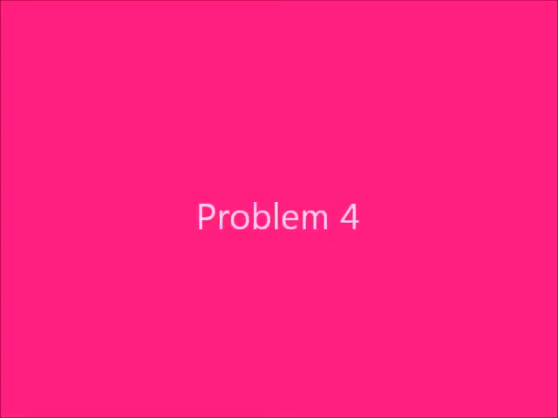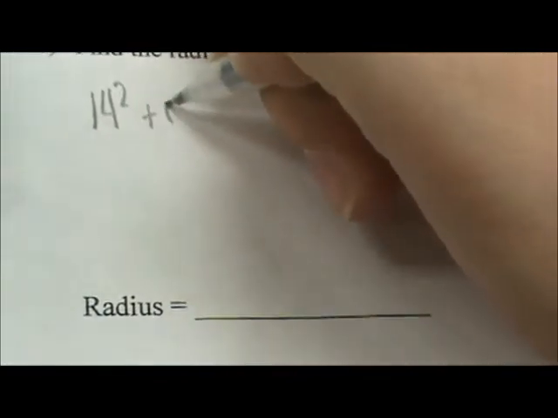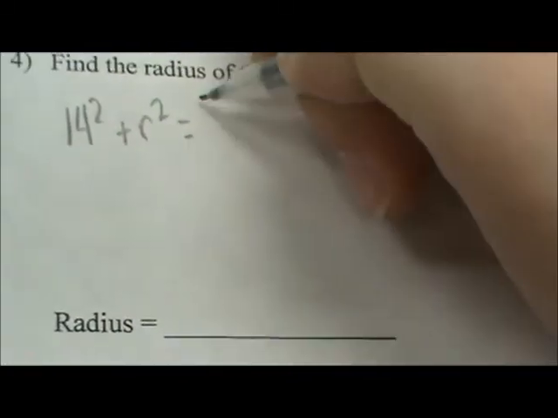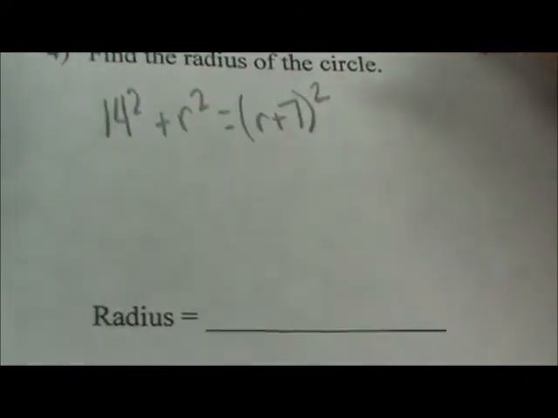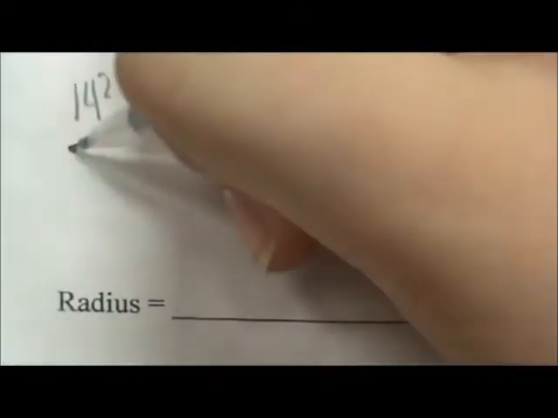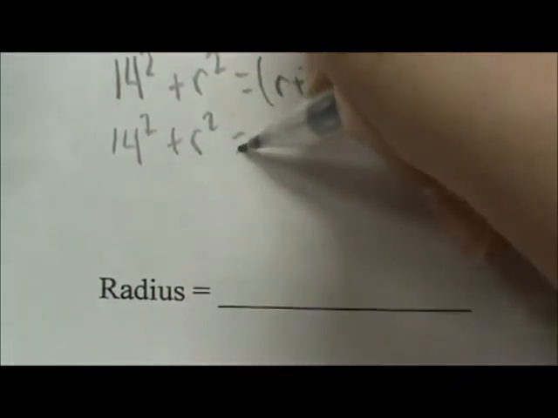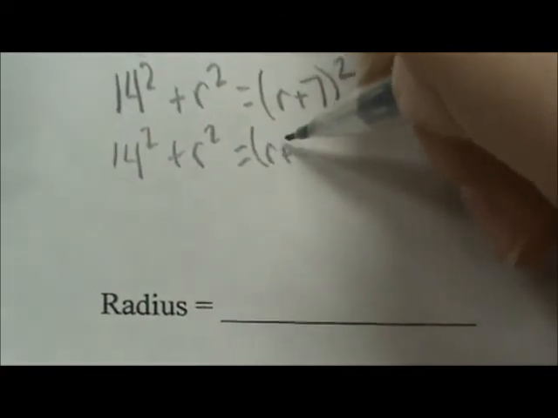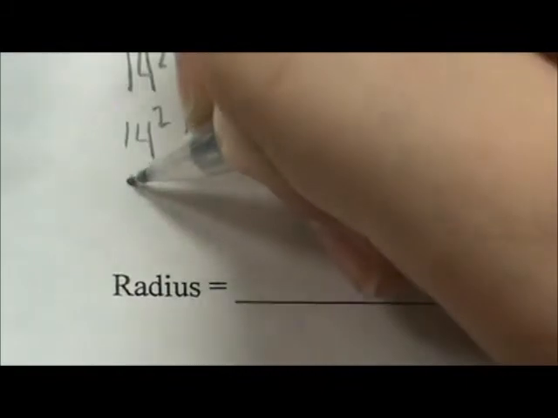Okay, going on to problem 4. Well, in this problem, you can use the Pythagorean theorem, which is a squared plus b squared equals c squared, which in this case is going to be 14 squared plus r squared equals (r plus 7) squared. Then you can do 14 squared plus r squared is equal to (r plus 7)(r plus 7), and you can do that.